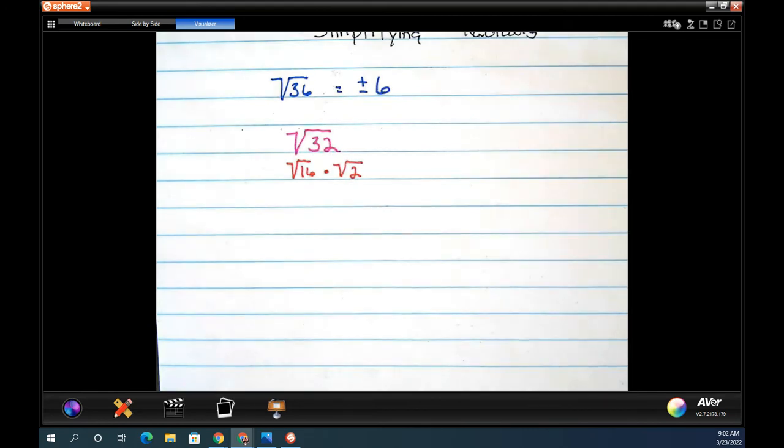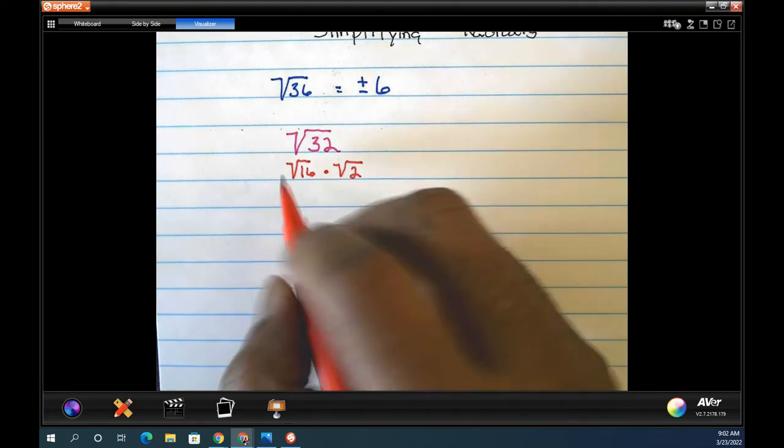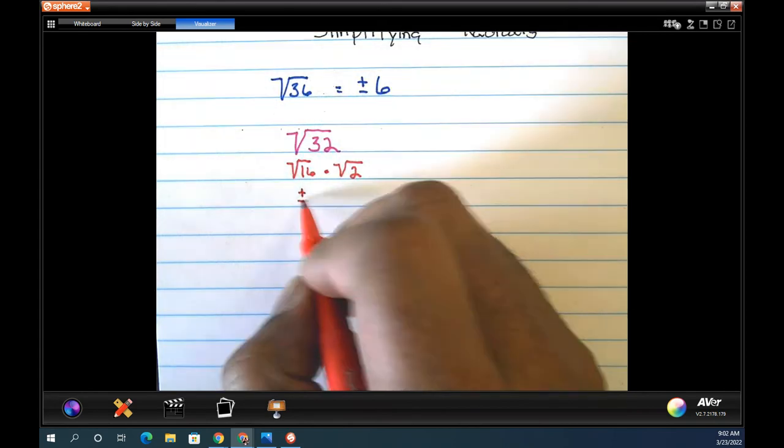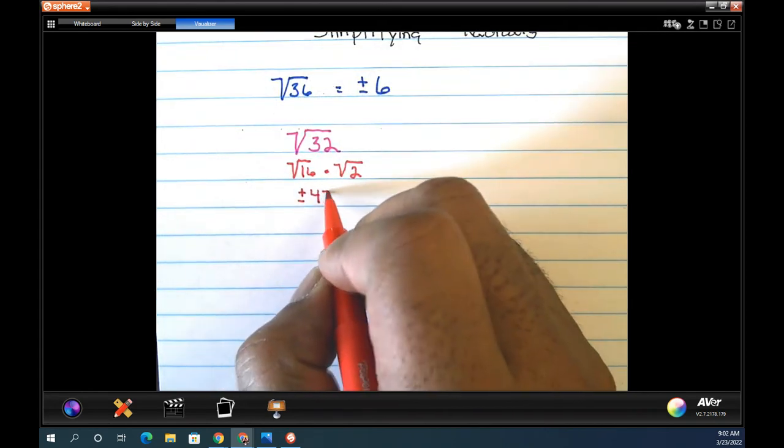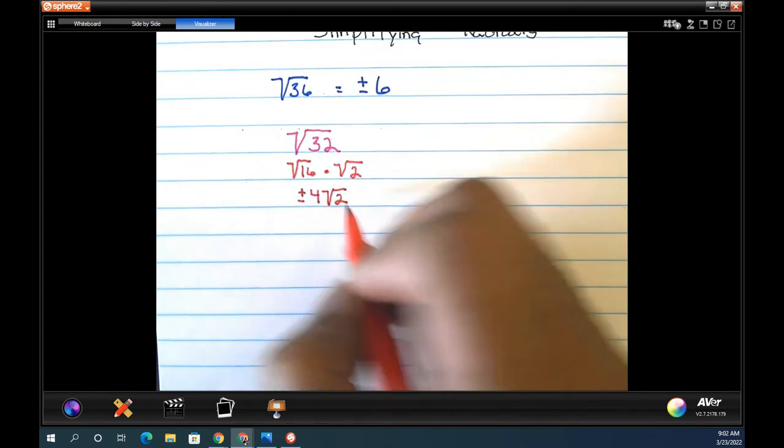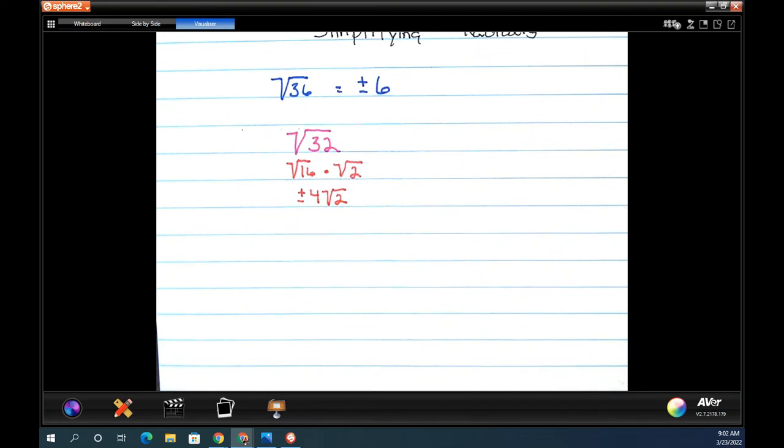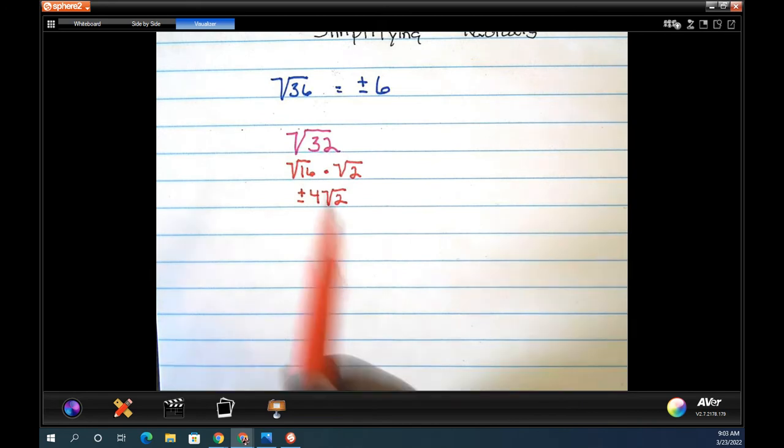Now, what's the square root of 16? 4. But it's plus or minus 4 times the square root of 2. That's your answer. Break it down just like that. If they just say evaluate, you can just put 4 times the square root of 2. Okay? Let's look at this one.